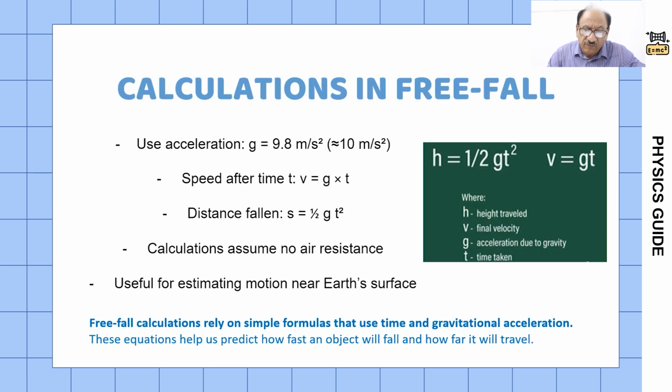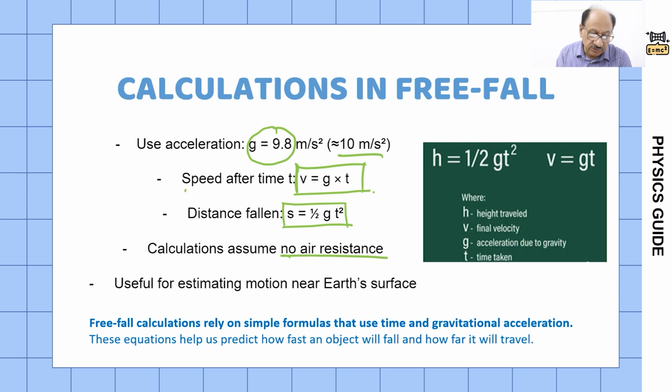How are we making calculations in free fall? We are using the g value as 9.8 meters per second squared, or roughly we can take 10 meters per second squared. For speed after time t, v will be equal to g times t. Distance fallen will be s equal to half g t squared. And calculations assume no air resistance. We are considering it without resistance, so it is useful for estimating motion near Earth's surface.